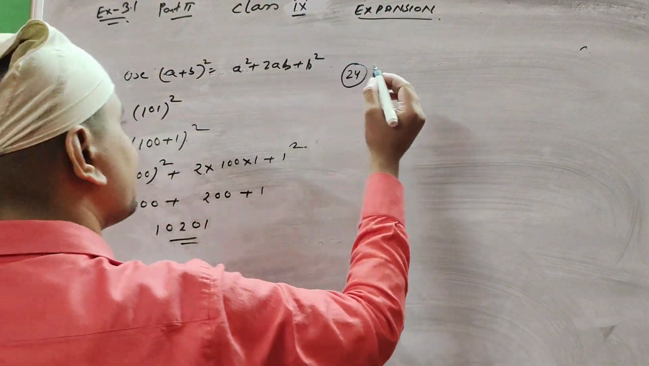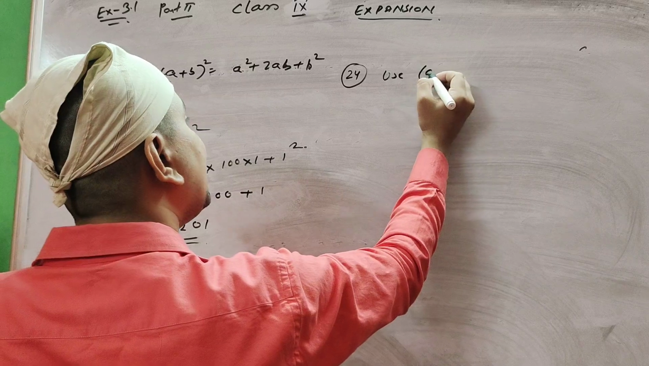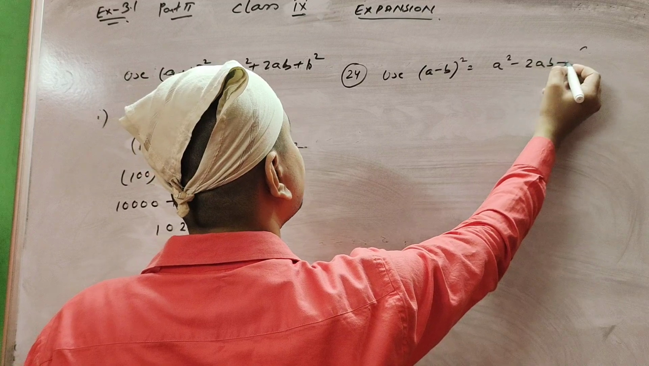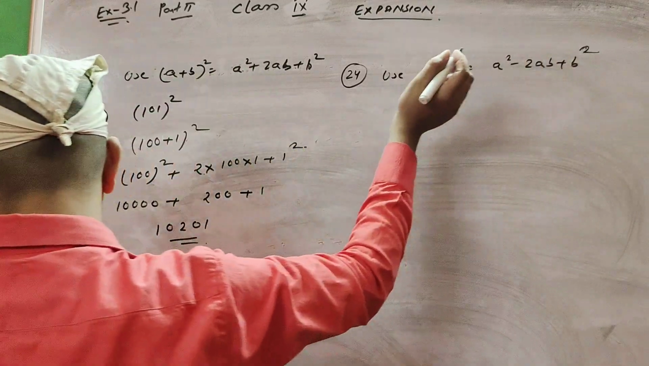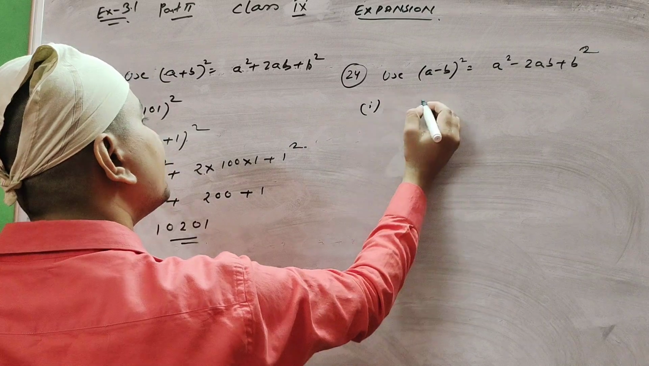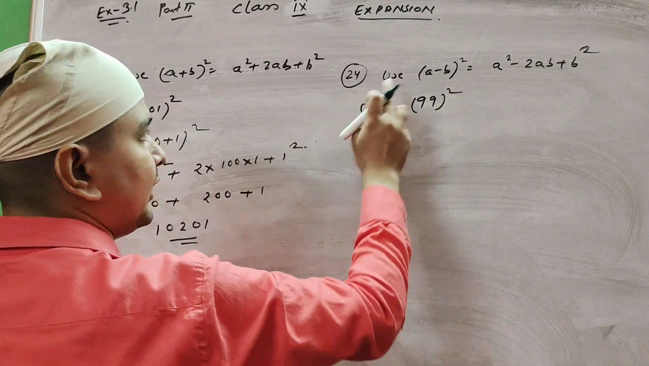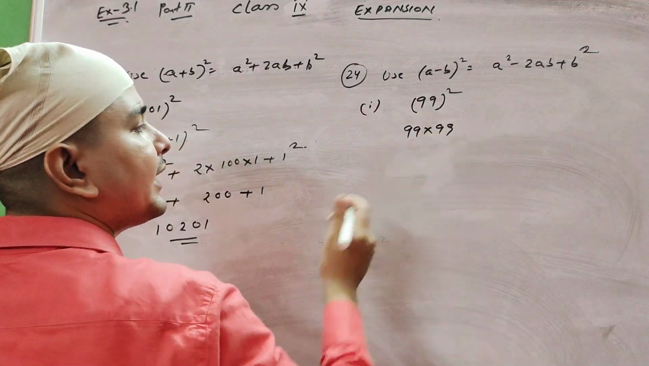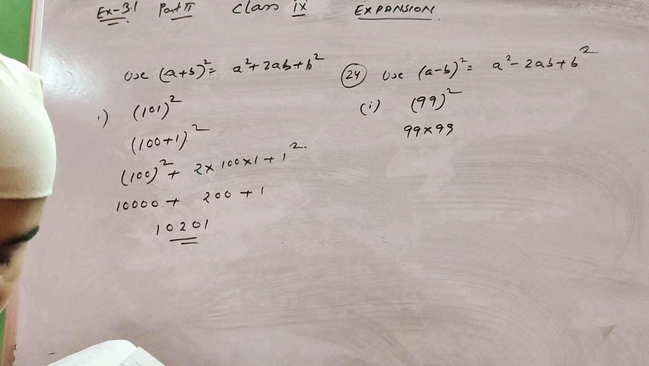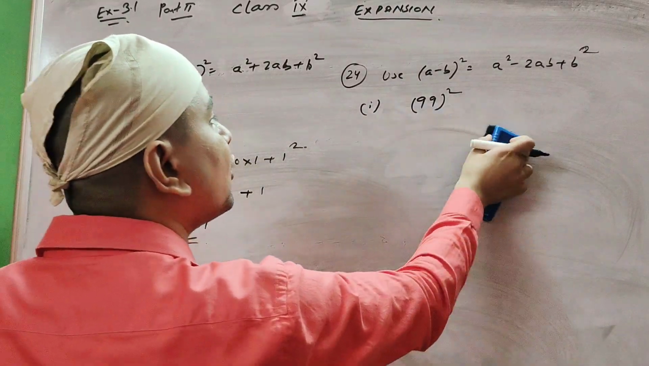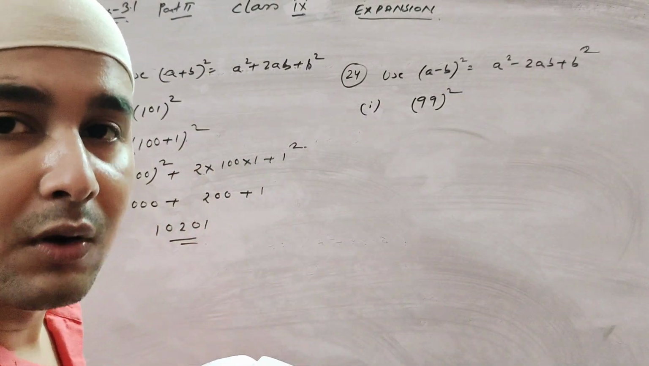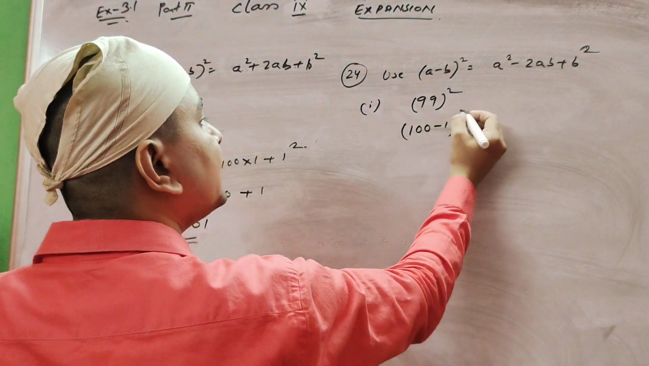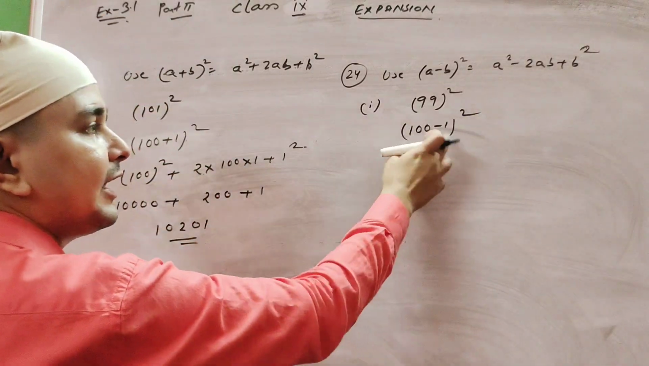Question number 24. In question number 24, use (a minus b) whole square, that is a square minus 2ab plus b square, and find the value of 99 whole square. If you do not use the formula, then you simply multiply 99 into 99 and again we get the answer. But here it is clearly mentioned, use the formula of (a minus b) whole square. So (100 minus 1) whole square, so that is a minus b.